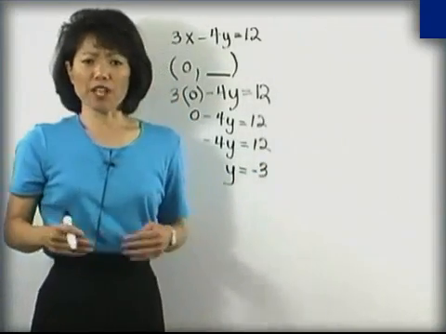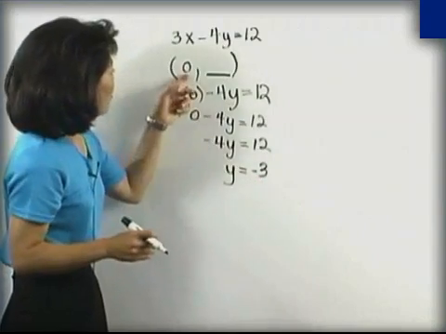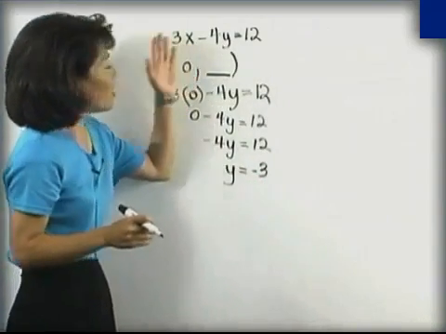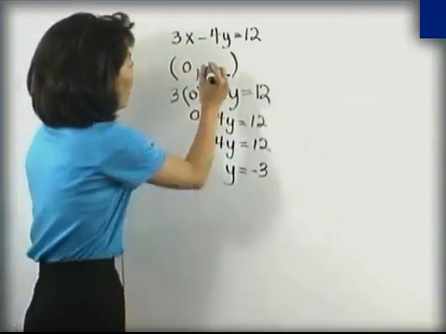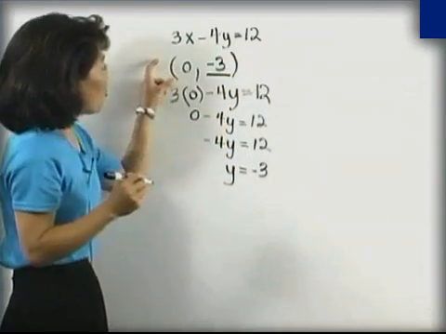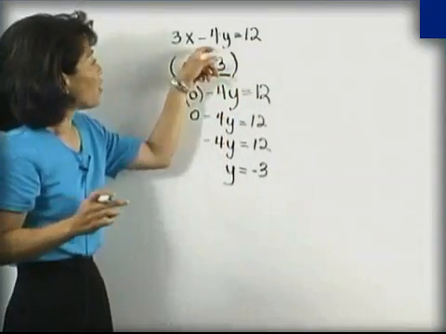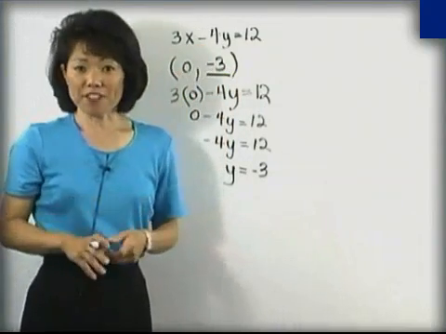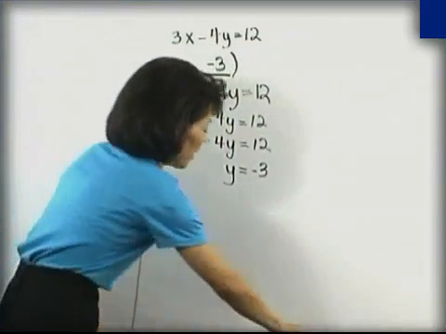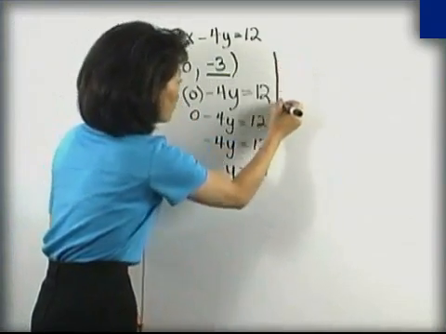So what does this mean, y equals negative 3? It means that if we take x equals 0 and substitute it into that original equation, we get y equals negative 3, which means that the point (0, -3) lies on the graph of this line, 3x minus 4y equals 12. Now, just for practice, let's find one more point that lies on this line.